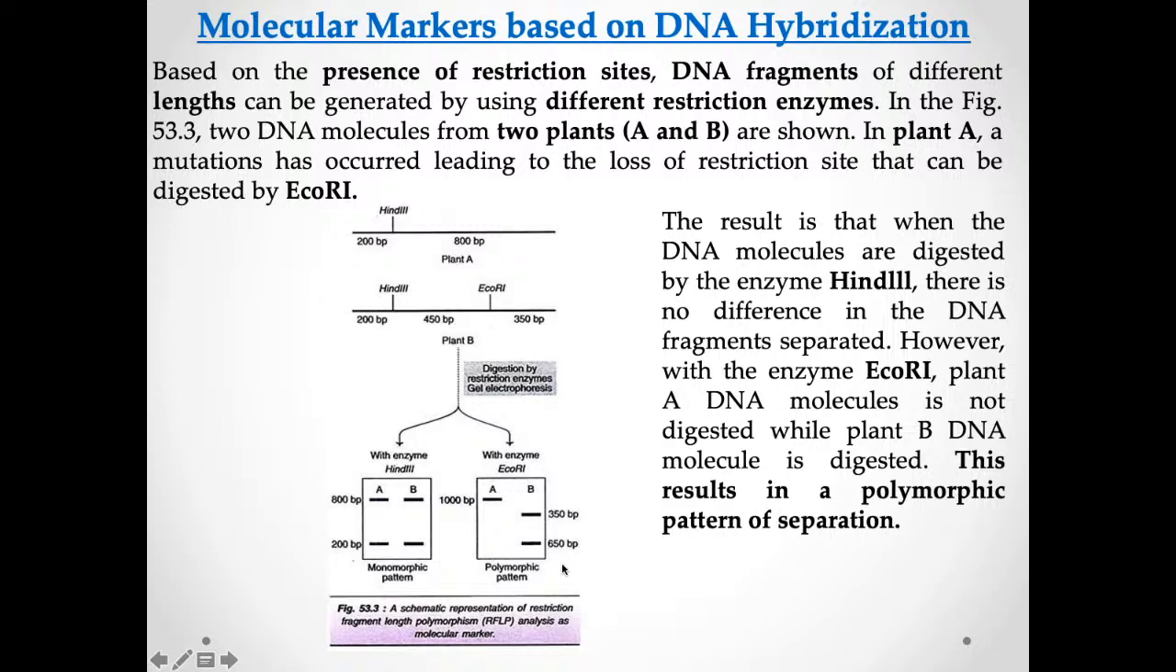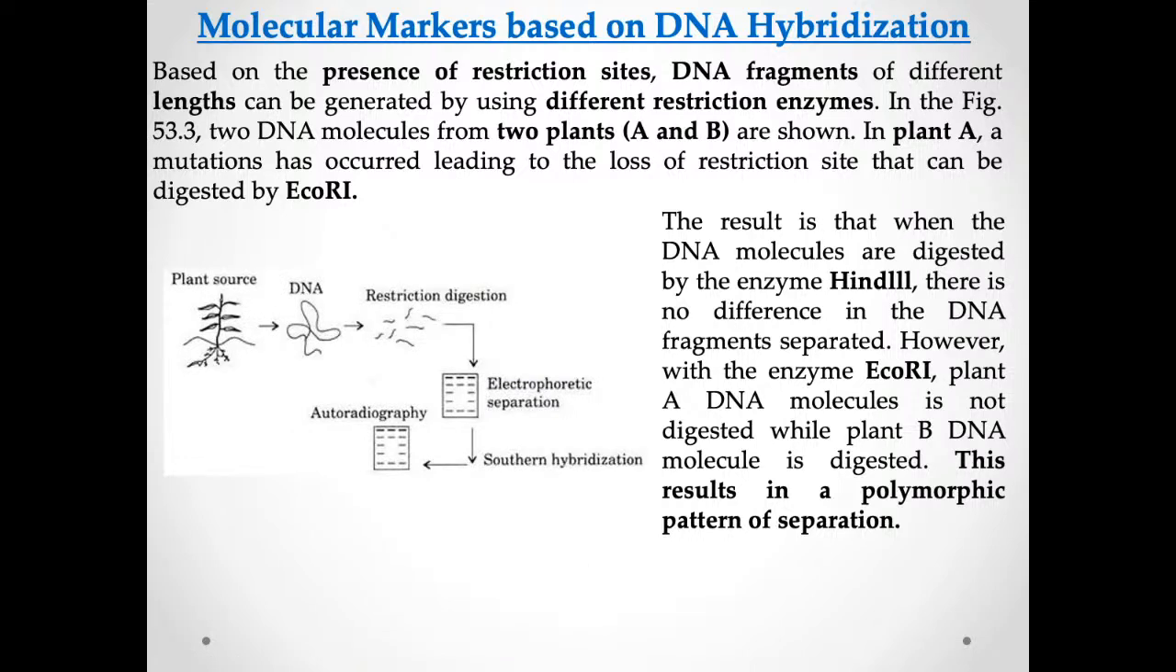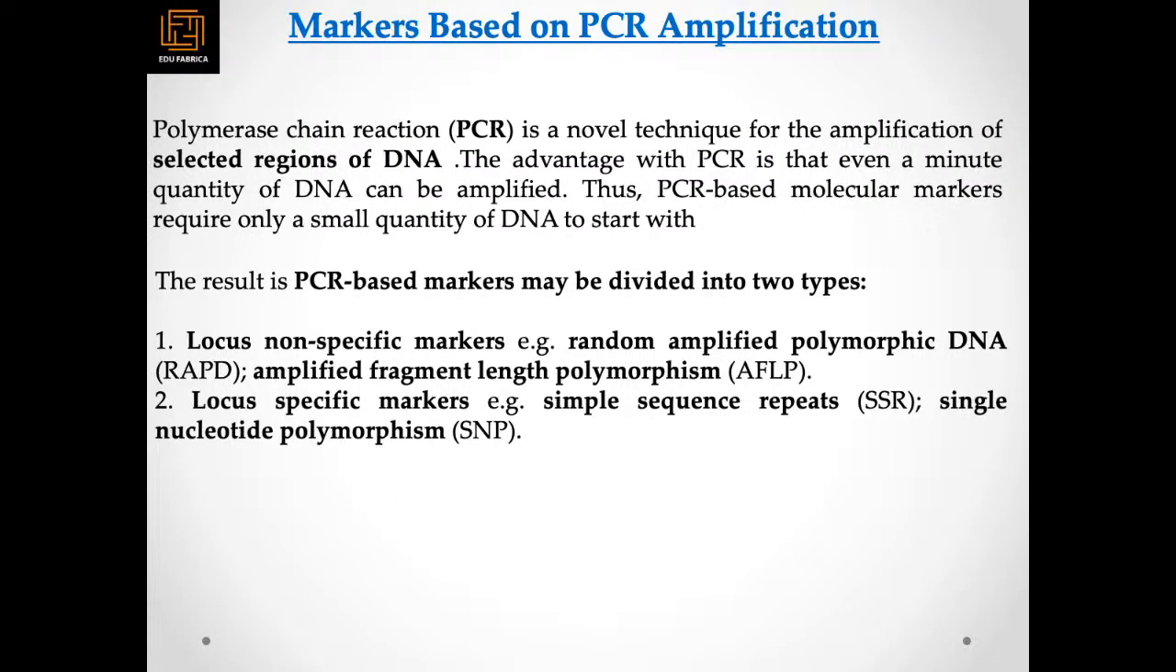pairs, right? So based on the presence of restriction sites, DNA fragments of different lengths can be generated by using different restriction enzymes. Here we can see two DNA molecules of plant A and B, and in plant A a mutation has occurred, leading to loss of the digested site. So here we can also see that plant source A is there, you have DNA, you added restriction digestion, then electrophoretic separation, then you do the Southern hybridization, then the autoradiography. That's the main principle behind your DNA hybridizations.